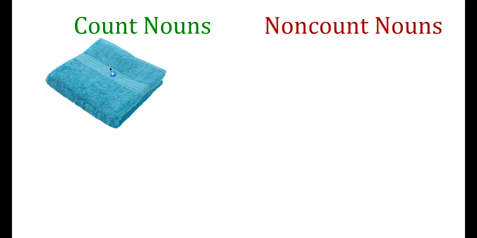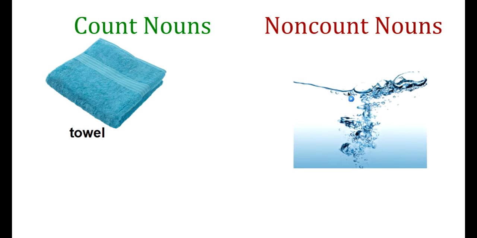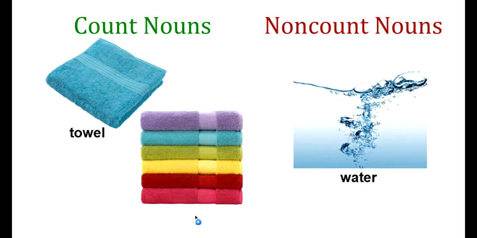An example of a count noun could be the word towel. An example of a non-count noun, water. What makes towel a count noun is that it can take both a singular form and a plural form. Note the S here. Towel, towels. I have more than one towel, so it's plural.